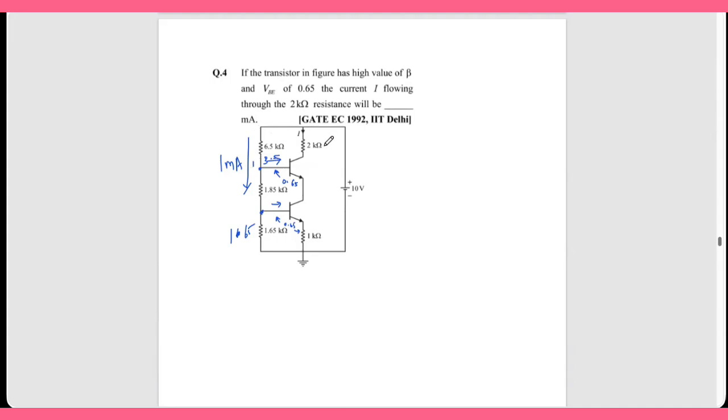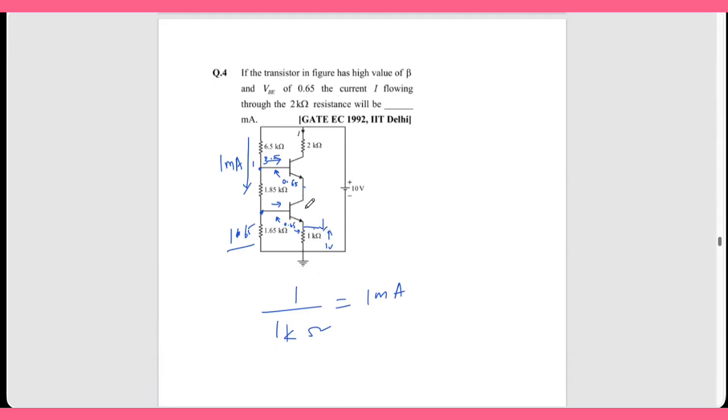Now we'll have to find out the current. Now, this voltage is 1.65. If this voltage is 1.65, this drop is 0.65. So this voltage will be what? 1.65 minus 0.65, so this voltage will be 1 volt. If this is 1 volt, the current through this will be 1 divided by 1 kilo ohm, which is 1 milliamp. This current will be 1 milliamp.